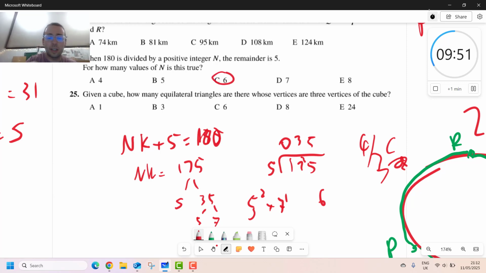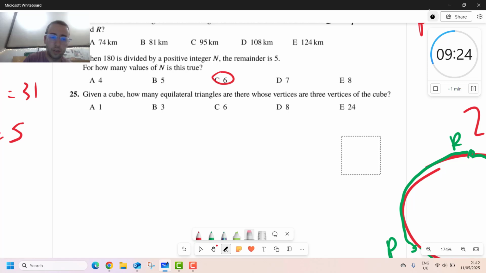So maybe it's 6, because it's 175, but then any factor of 175 will also give a remainder of 5. So for example, if I divide it by 5, no, that's not true at all. If I divide it by 1, it definitely doesn't give me, neither if I divide it by 5. Okay, so this logic is wrong.